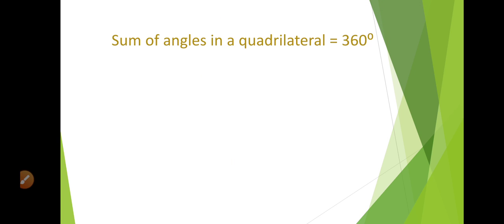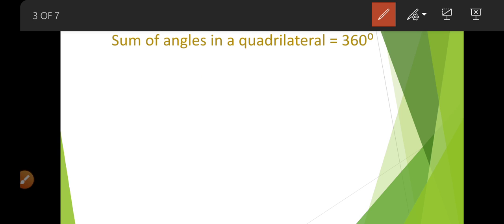So now let's proceed. The next one is the sum of angles in a quadrilateral is equal to 360 degrees. And how can we prove that? We all know the sum of angles in a triangle to be equal to 180 degrees. If this is a triangle, the sum of the three angles is 180 degrees.